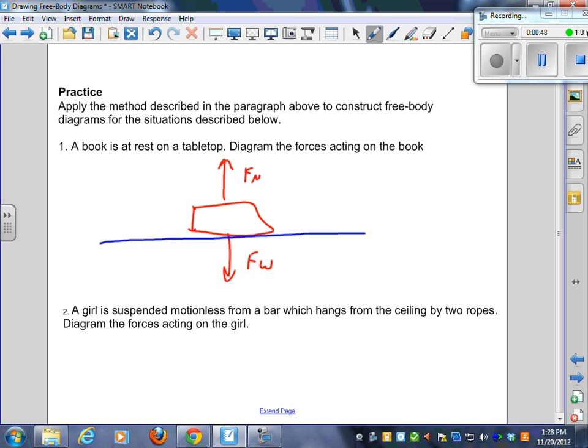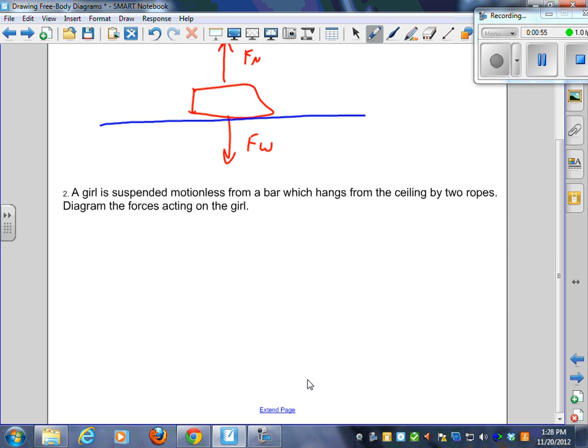We've begun. Number 2 says, a girl is suspended motionless from a bar which hangs from the ceiling by 2 ropes. Diagram the forces acting on the girl. Once again, is there going to be any of these without a weight force or gravitational force? No. There are 2 ropes, so you probably should have 2 smaller arrows labeled tension force. You just have one. Okay, you could have one.